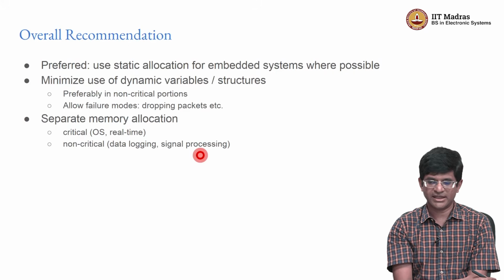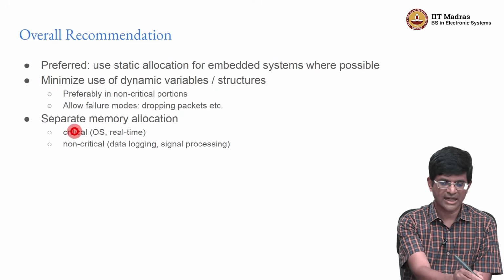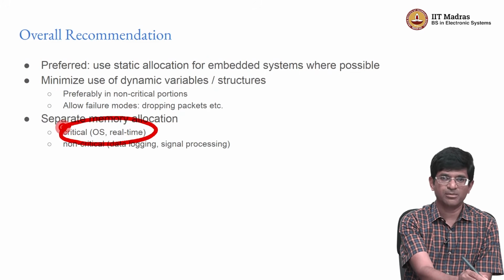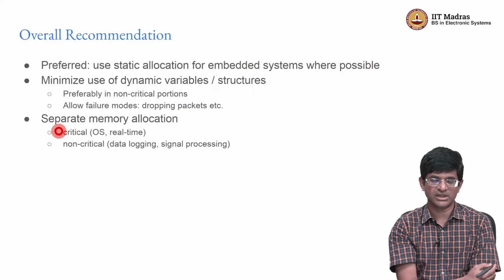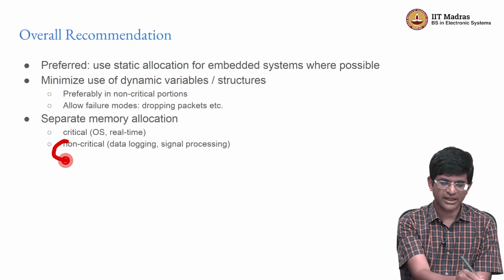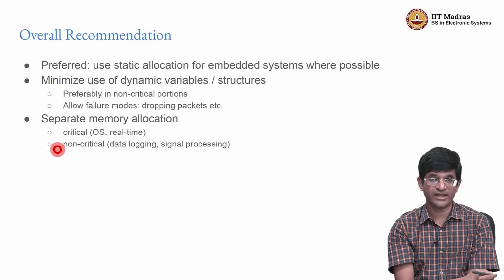So the overall recommendation in general is to always use static allocation for embedded systems wherever possible, and minimize the use of dynamic variables and structures. Many systems also break up memory into two parts. One is the critical parts, such as the operating system, the real-time constraints and so on, and the other is the non-critical parts, which can be thought of as maybe network buffers, possibly data logging, signal processing, where in the worst case, even if you do not have data for that, you just drop it and say, okay, I lost some information, but my system hasn't crashed, right?